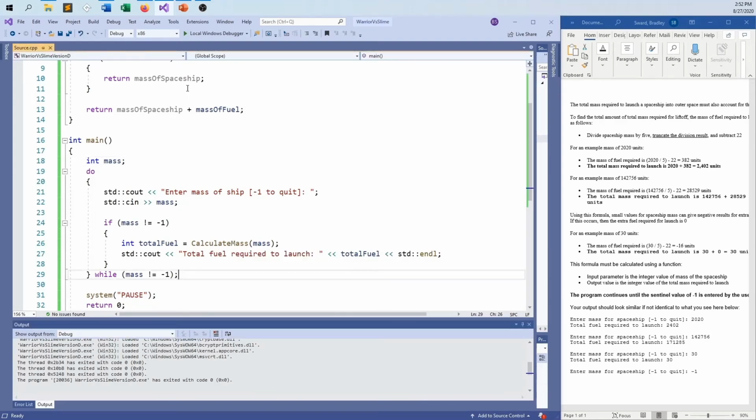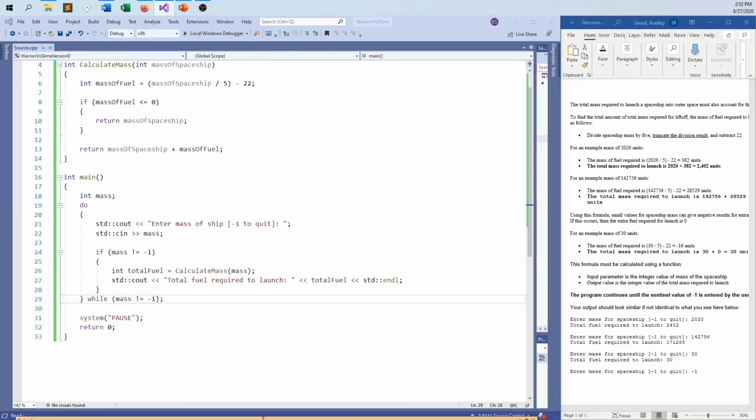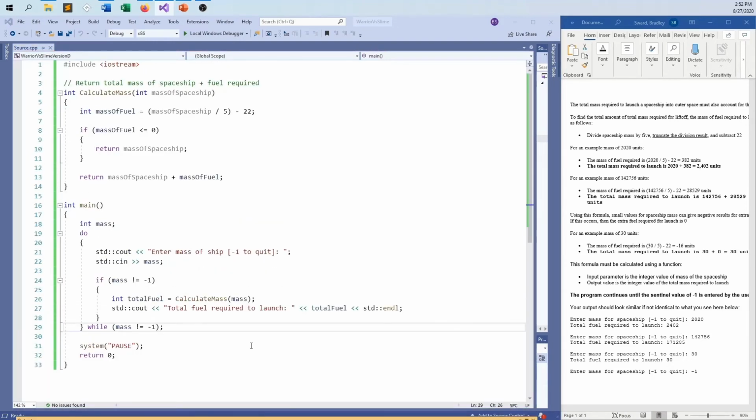And so this is what you see here, if I can get it all on one screen, is pretty much the solution, a completely working solution with a function that does its job and a main that loops through and quits with a sentinel value.